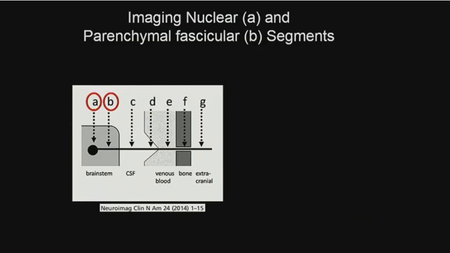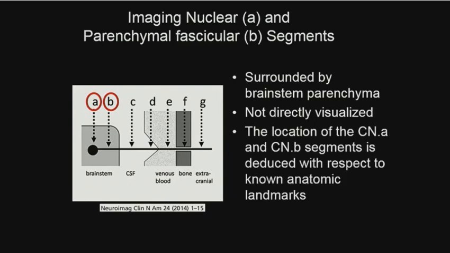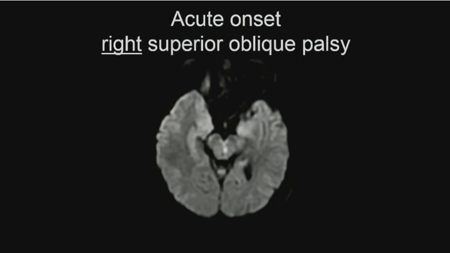So now to turn our attention to the different segments of the cranial nerves. First, to talk about the A and B segments, the nuclear and parenchymal fascicular segments. These are surrounded by brainstem parenchyma. We're not able to see them well on standard imaging, and we have to infer their location with respect to known landmarks. Sometimes we can use DTI to see them as well.